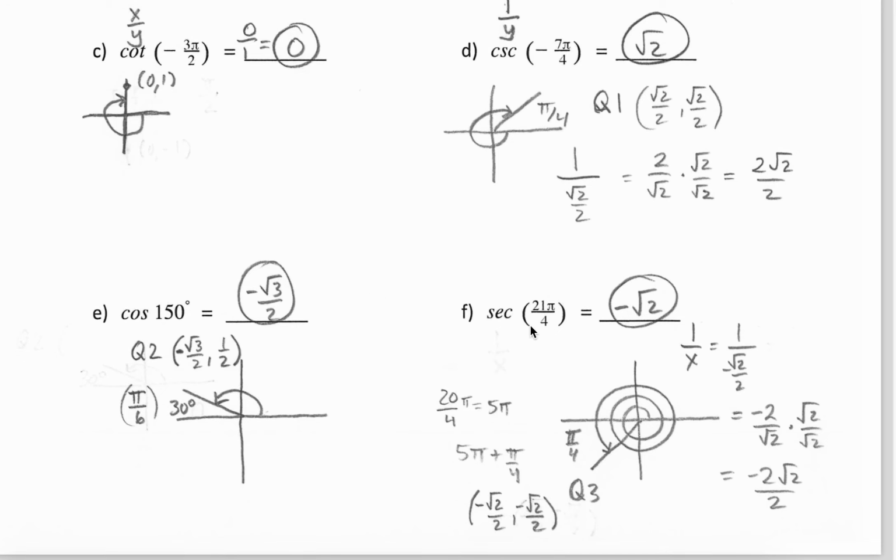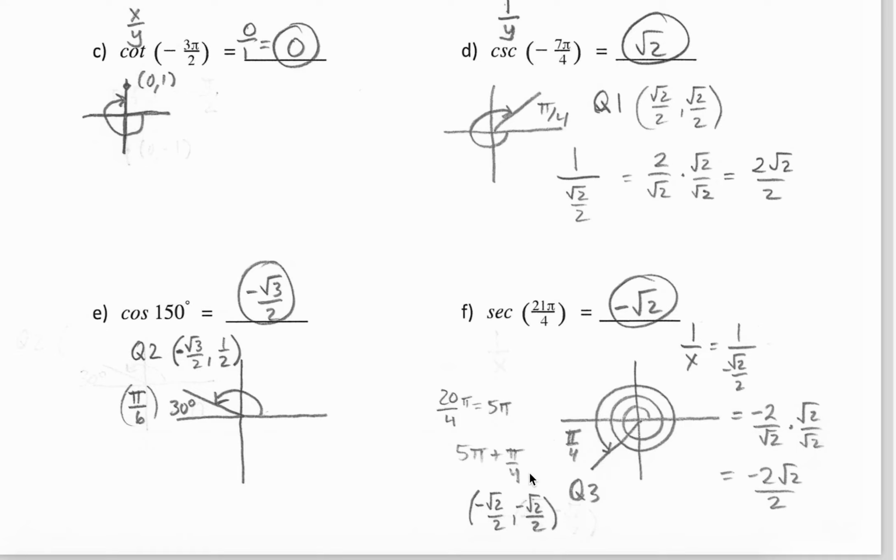Last one, secant. Secant is going to be the reciprocal of cosine. Let's sketch out this angle and see what quadrant we end up in. 8 pi over 4 is going to be 1 full rotation. So here's 8 fourths. Another full rotation would be 16 fourths. 4 fourths would be a half, so 16 plus 4 is 20 fourths. Plus an extra 1/4, we end up in quadrant 3. And pi over 4 here is going to be our reference angle.